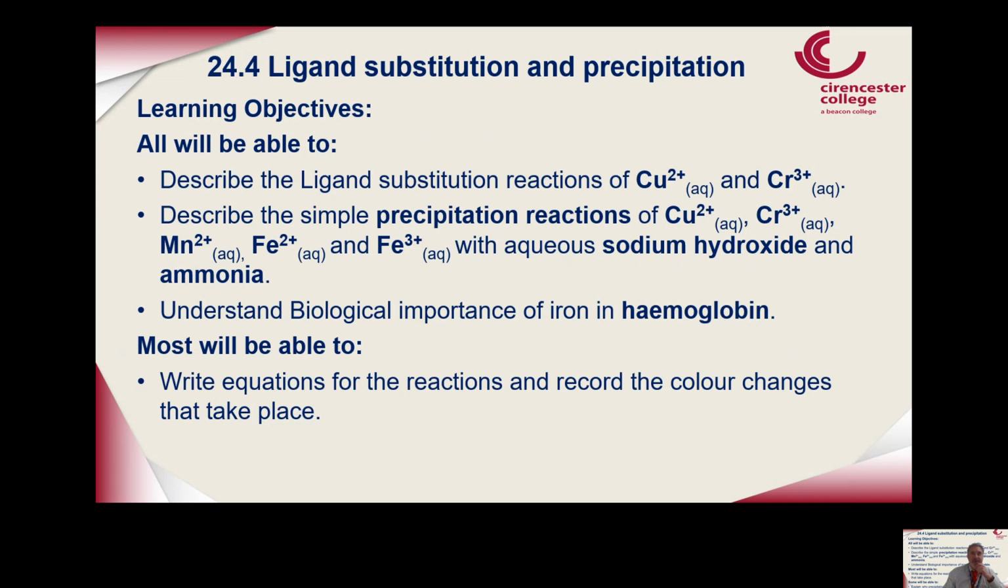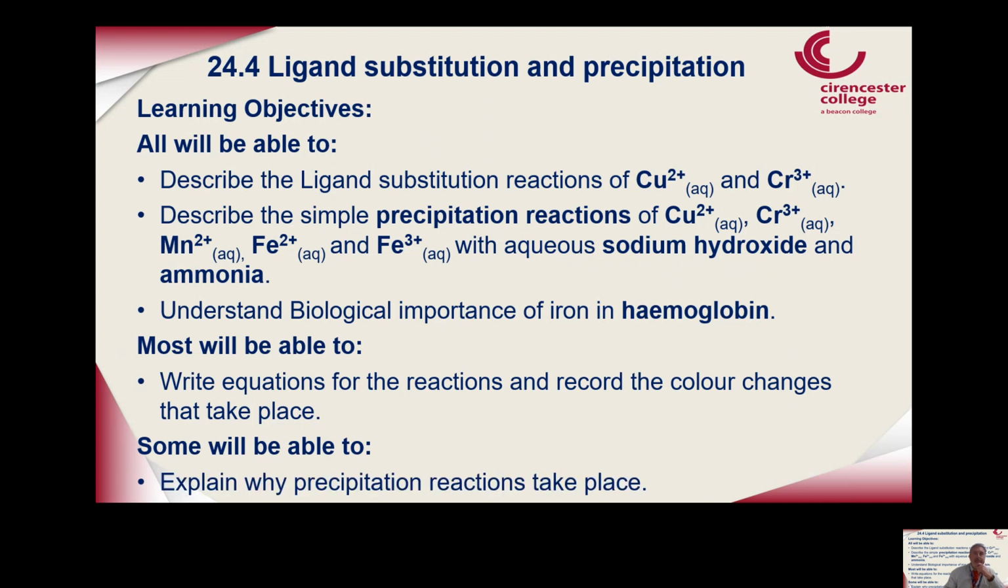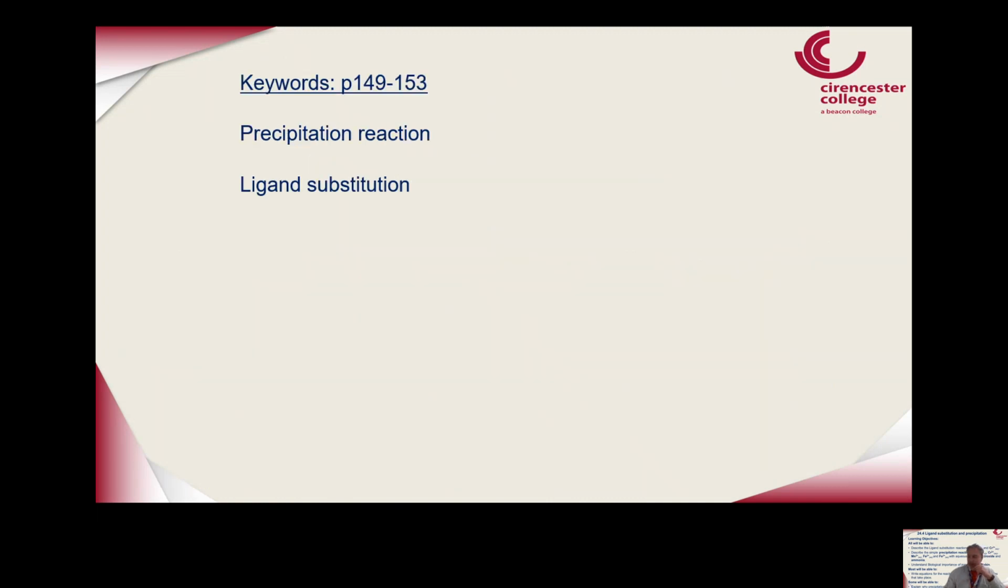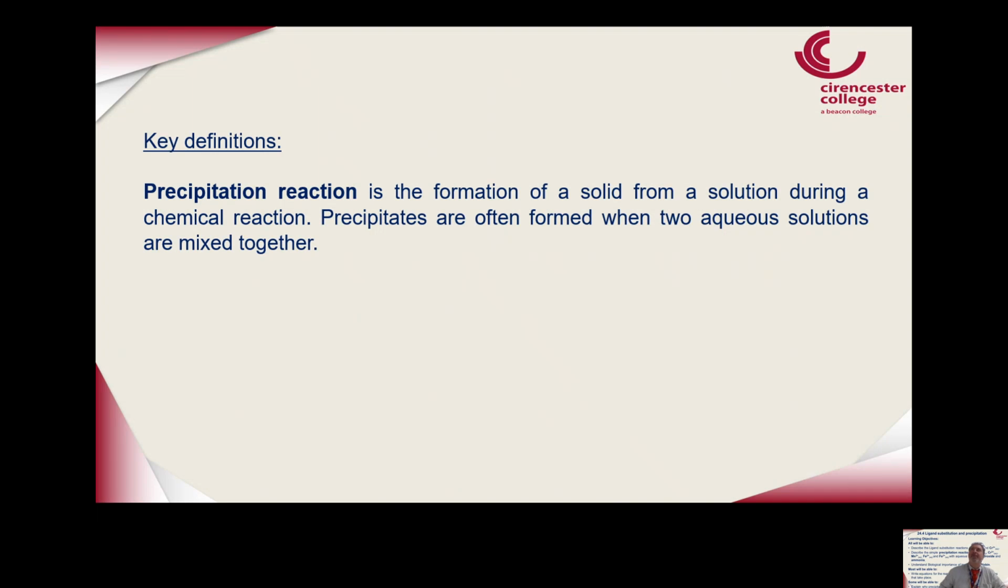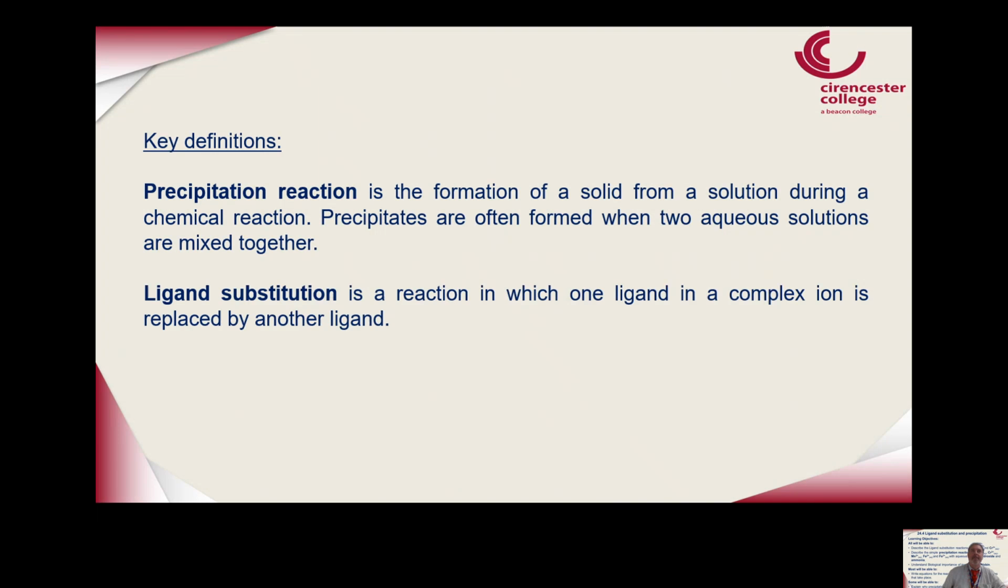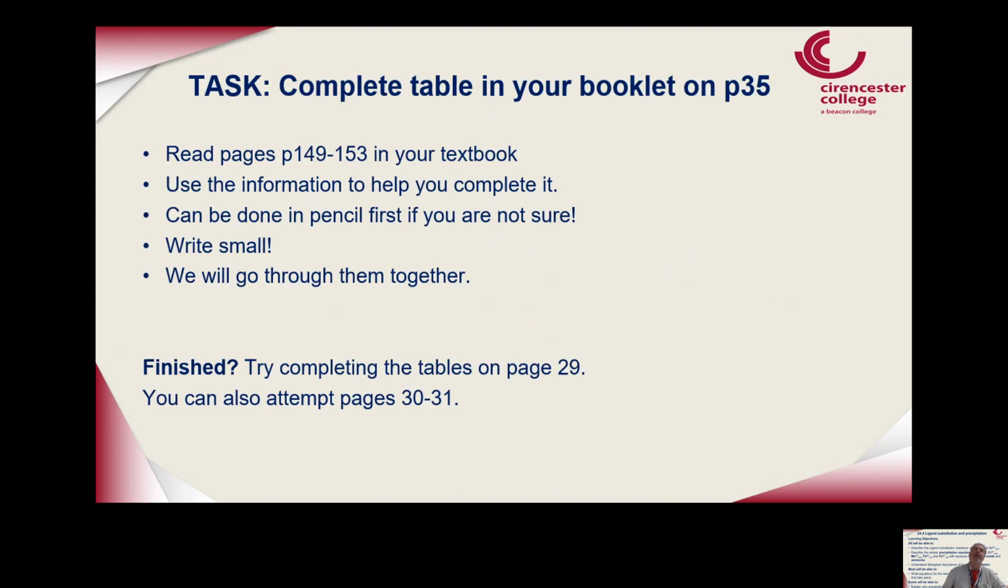And in fact, in practical 27, you'll be doing those ligand substitution practicals with lots of nice color changes. And also we'll go on to talk about why precipitation reactions actually take place at the end. So we have these precipitation reactions and ligand substitution. Precipitation is the formation of a solid from a solution during a chemical reaction, formed when two aqueous solutions are mixed together. And ligand substitution is where one ligand is replaced by another.